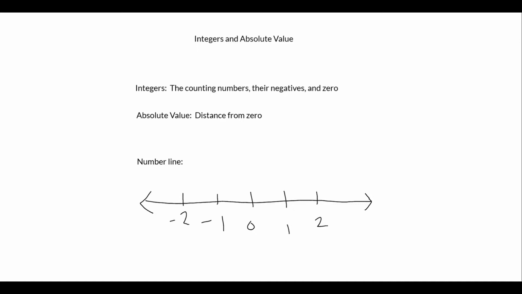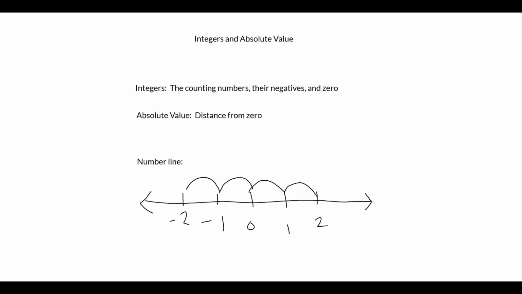So say we wanted to find out what the absolute value of 2 was. So you go to 2 and you see how far it is from 0. You see 1 unit, 2 units. So the absolute value of 2 is 2. Now, what if we wanted to take the absolute value of -2? Same thing, go to -2, and then you count how many units you are from 0. 1, 2. That is also 2. So the absolute value of -2 is 2.